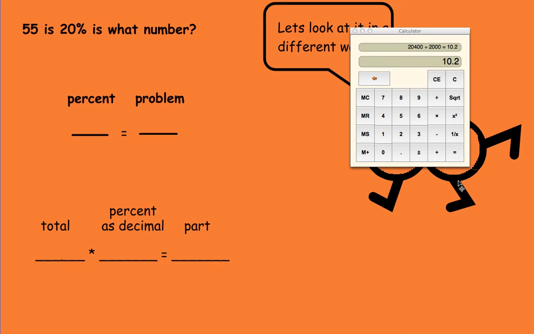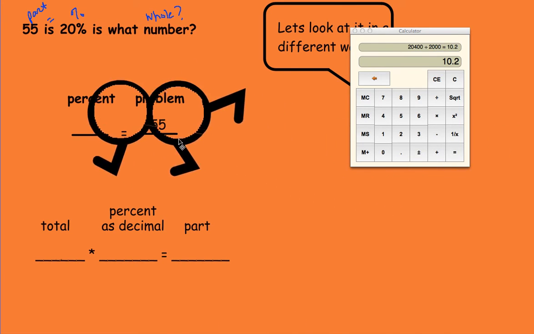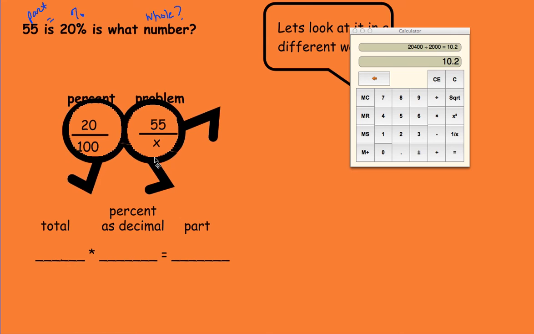All right, so here we know that 55 is the part because it says 55 is 20% of what? So "is" is kind of like saying equal to. That's the percent. So we are looking for the whole. All right, so if I take my glasses over, I know that 20 over 100 should be equal to 55 over x.